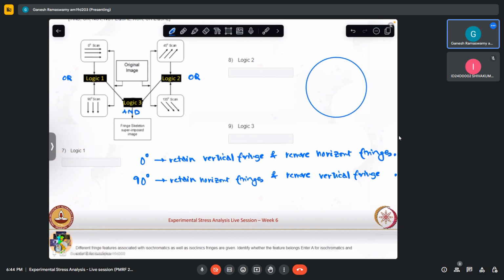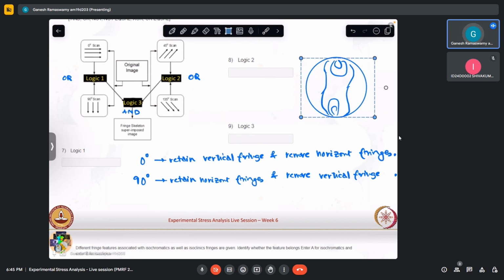You can also see the lecture for one of the examples where the professor has shown a disc which has fringes like this, and it has been shown after each and every scan, after a 0 degree scan what gets retained, after 90 degree scan what gets retained, same goes for 45 and 135. And he has also shown towards the end, when we make an AND operation on these two, we are able to see that the maximum amount of fringes get resolved and we are able to obtain the fringe skeletons for them.